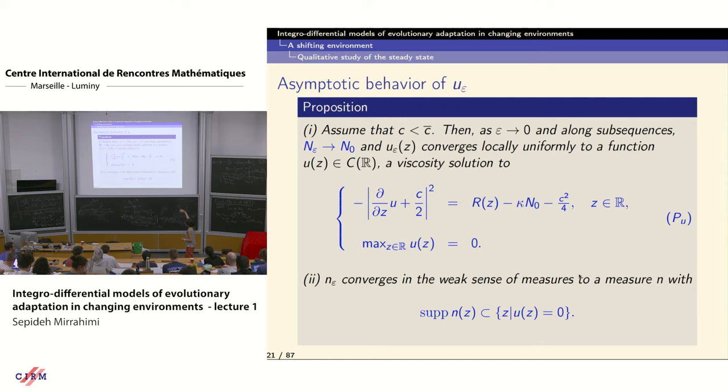And what we will see is that u indeed has its maximum at a single point, and this single point is the point Z bar, and this is why n would be a Dirac mass at Z bar. Okay?